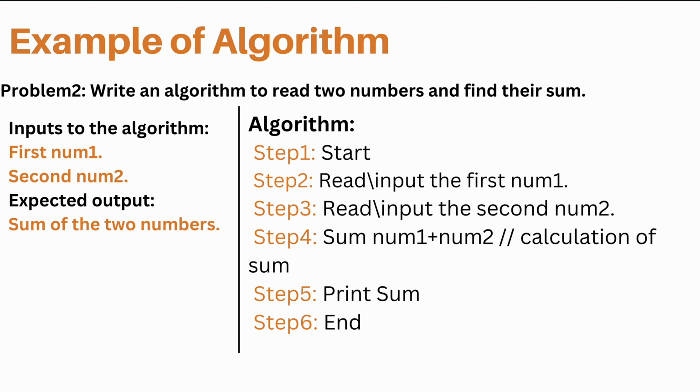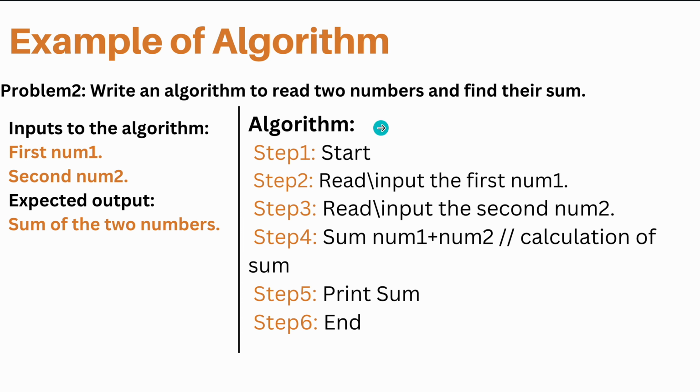Let us see another example. Write an algorithm to read 2 numbers and find their sum. Suppose I have to write the algorithm for this one. So what will the inputs be? First number and second number, right? Here I am taking the first number and the second number. What is the expected output I am looking for? The sum of the 2 numbers, right?